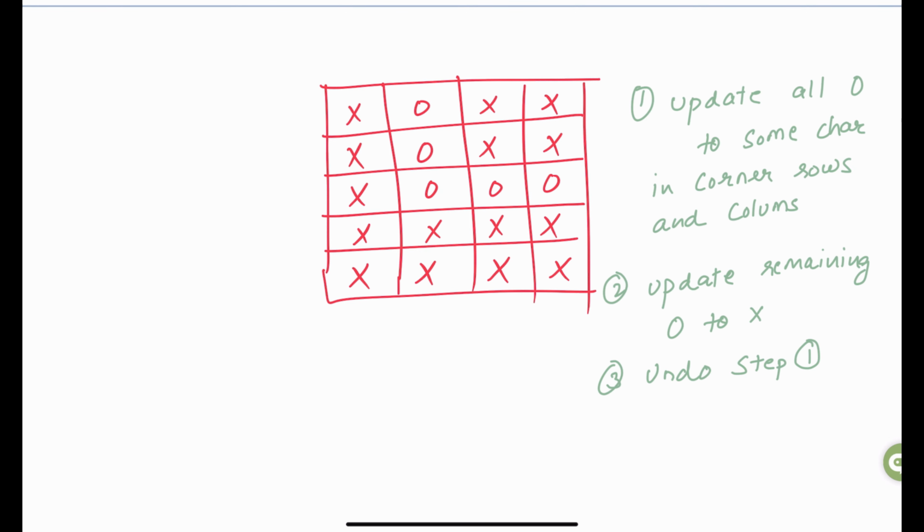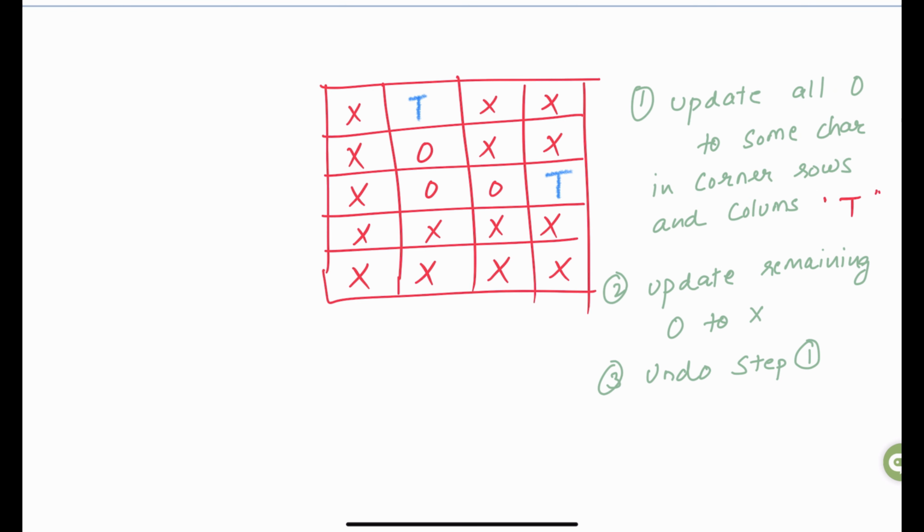The first step is to update all of the O's that are appearing in the corner rows or columns to some character, which means we'll iterate through all of the elements in the first and the last column and the first and the last row and replace all O's with a temporary character. Let's say we update it to the character T. So the O in the first row and the last column will be updated to T.